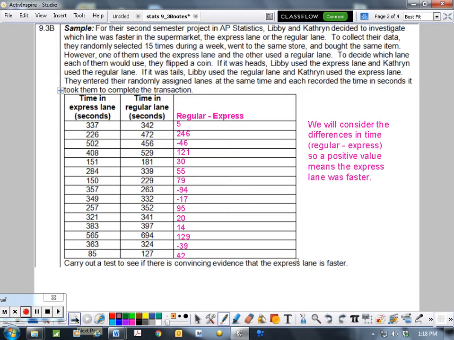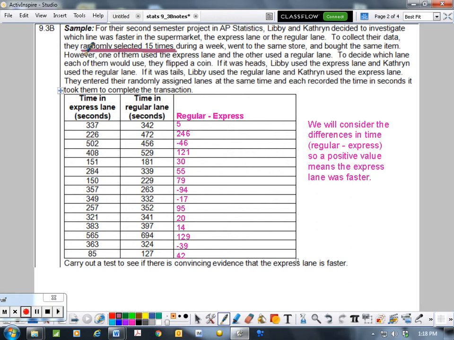So, a sample problem. For their second semester project in AP Stats, Libby and Catherine decided to investigate which line was faster in the supermarket, the express lane or the regular lane. To collect their data, they randomly selected 15 times during a week. So here's really good information: different times during the week, because sometimes it may be slower or faster during different times. So we're making sure we're sampling all sorts of different times.